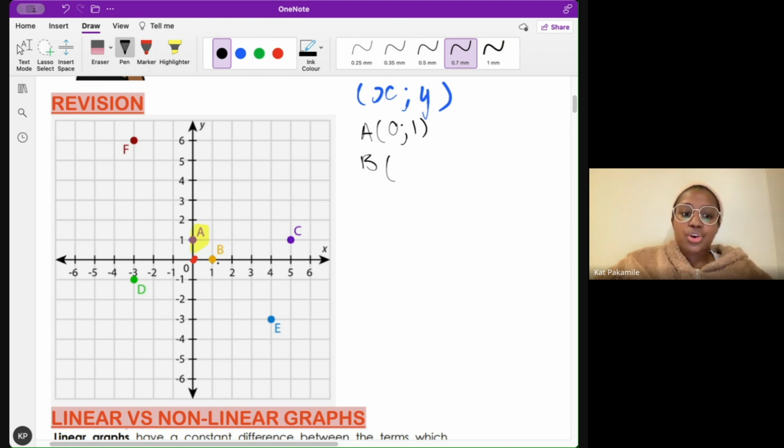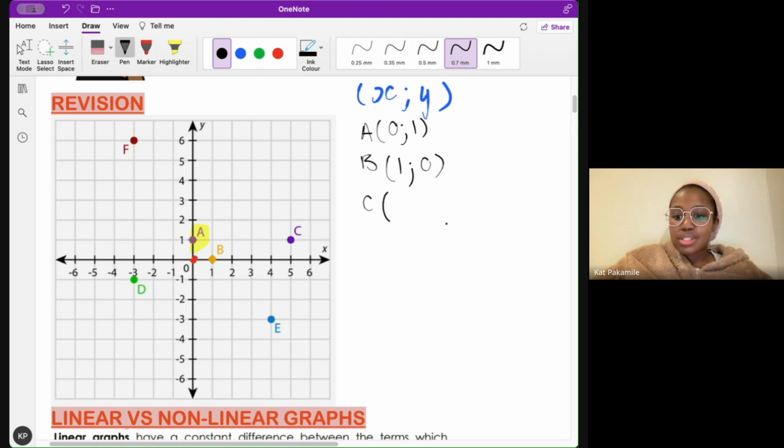1, 0, which is correct because this time we moved right 1 unit, and we haven't moved up or down. So my y coordinate is then 0. Great. Let's move on to C.